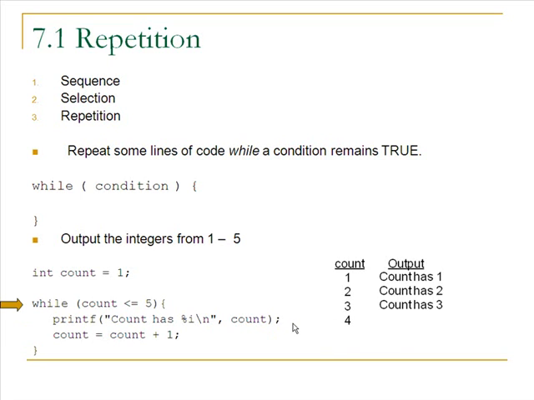4 is less than or equal to 5. That's true. So go in and execute the loop. Increment the count to 5. Back up to the top. 5 is less than or equal to 5. True or false?